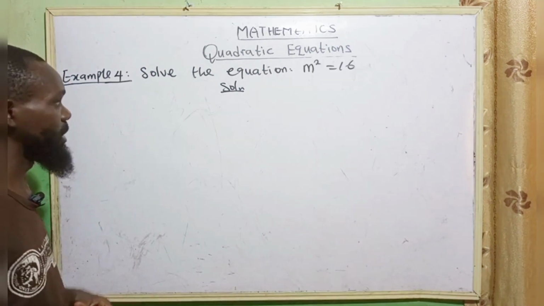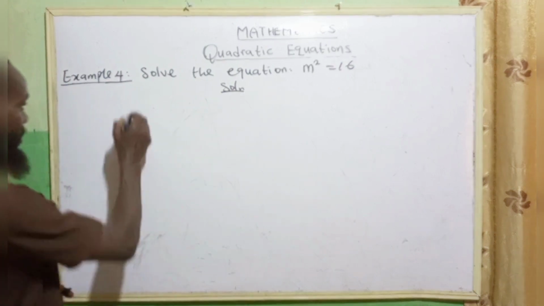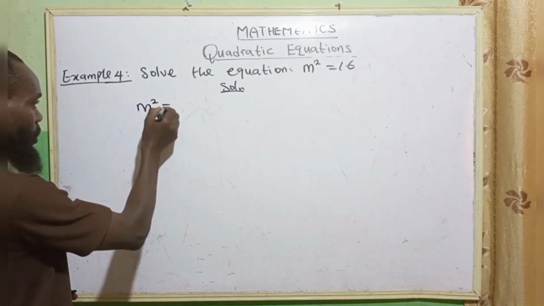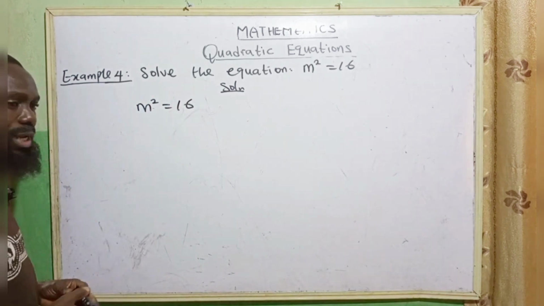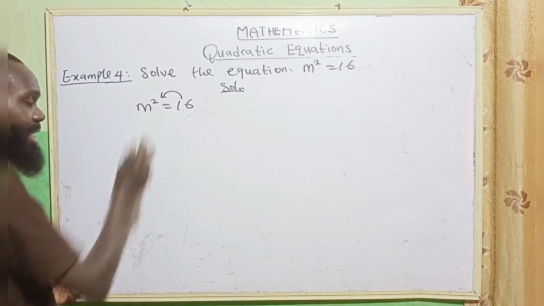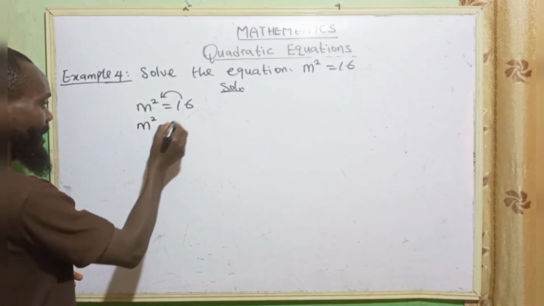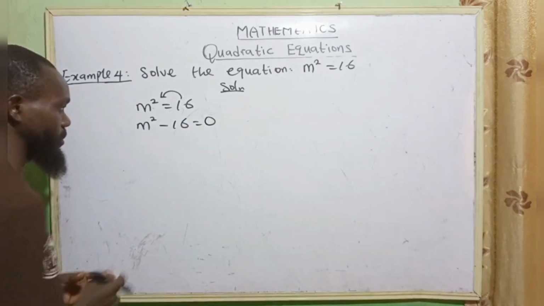Example 4. Solve the equation m squared equals to 16. m squared is equals to 16. So let this equation equals to 0. Let me take this plus 16 inside. So I'm going to be having m squared minus 16 is equals to 0.